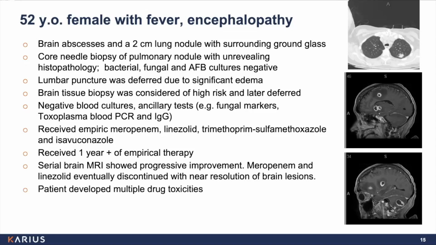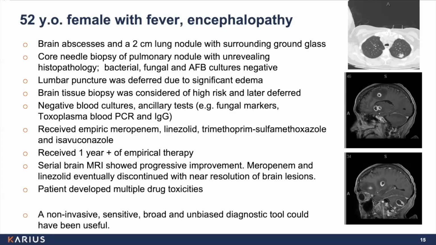So what ended up happening is that we did not have a microbiological diagnosis, and she ended up receiving empirical treatment for things like bacterial organisms, nocardia, and fungal organisms with meropenem, linezolid, Bactrim, and Cresemba, isavuconazole. In total, she received more than a year of empirical treatment. Luckily, her serial brain MRIs showed improvement, and we were eventually able to de-escalate the therapy a little bit, but it was very much associated with multiple drug toxicities, and we had to switch treatment around many times.